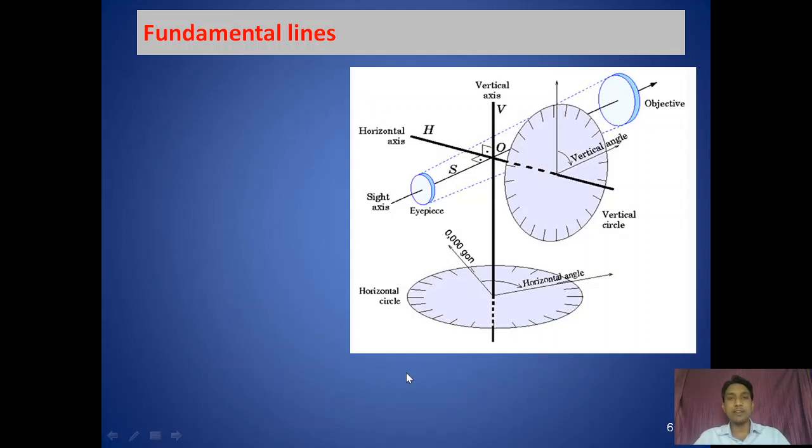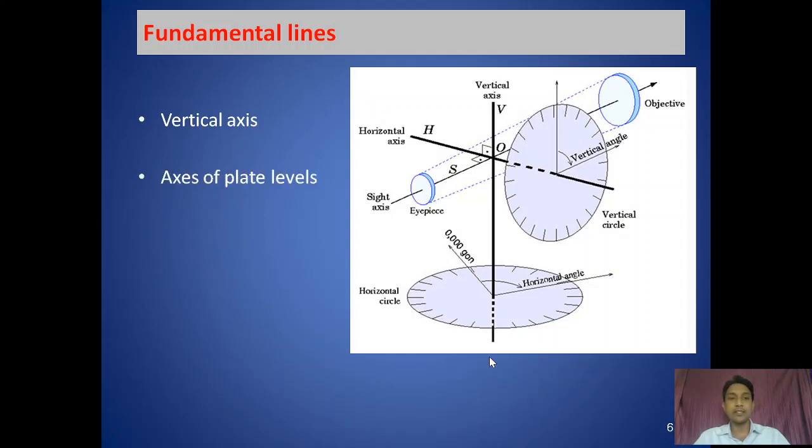There are five fundamental lines. Fundamental means basic lines. So first is the vertical axis. You can see here, this is the vertical axis which passes through the center of the spindle and it coincides with the center point on which the theodolite is fitted.